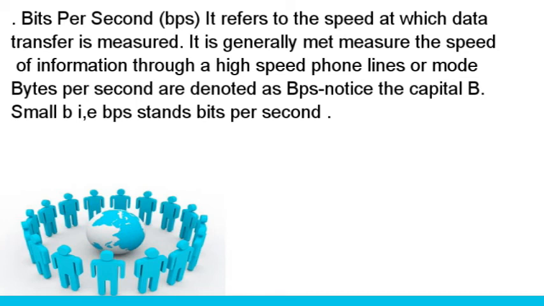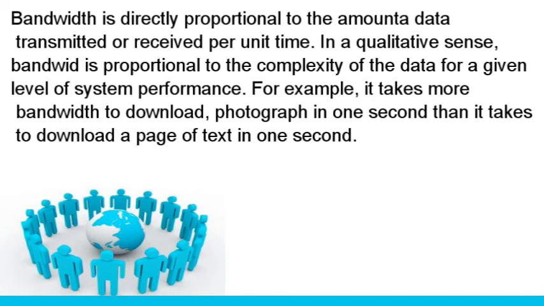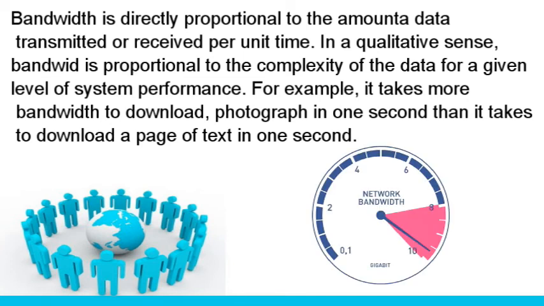Notice the capital B and the small b. When they use a small b, it stands for bits per second. When there is a capital B, that stands for bytes per second. Next part that we have is bandwidth. So when I'm talking about bandwidth, bandwidth is directly proportional to the amount of data transmitted or received per unit time. So basically in a qualitative sense, bandwidth is proportional to the complexity of the data for a given level of system performance.